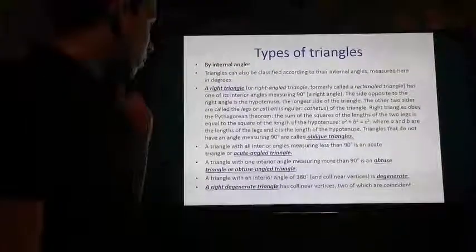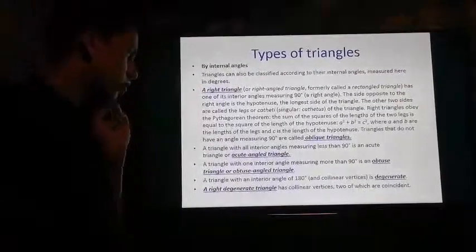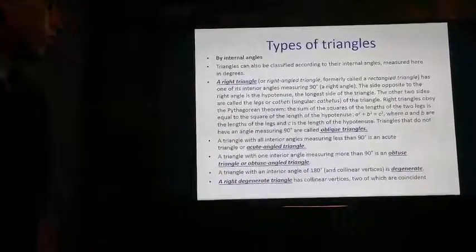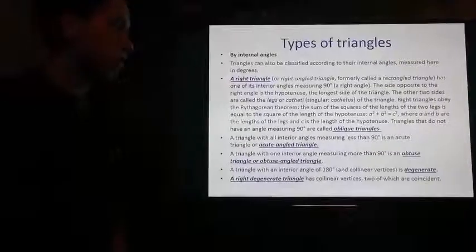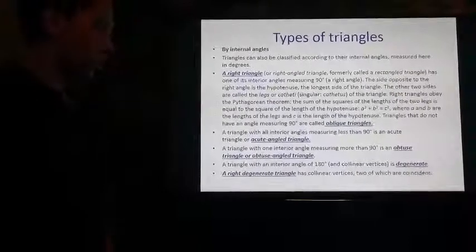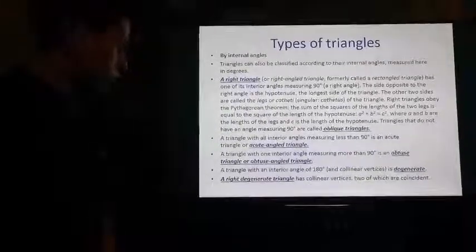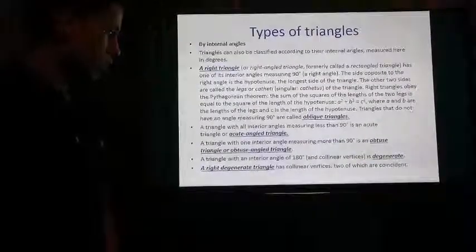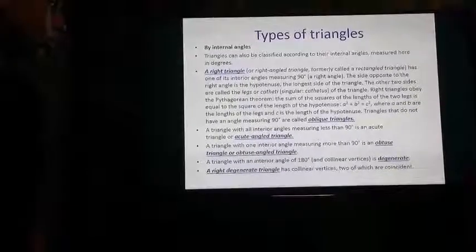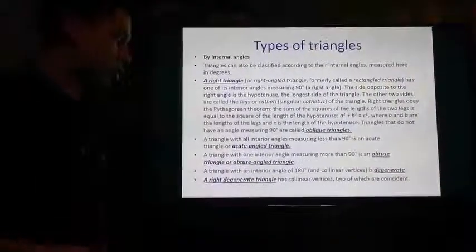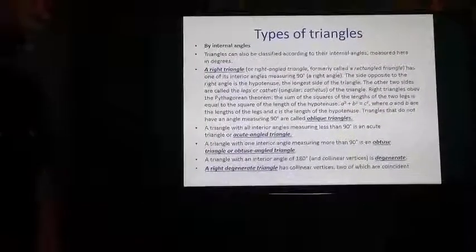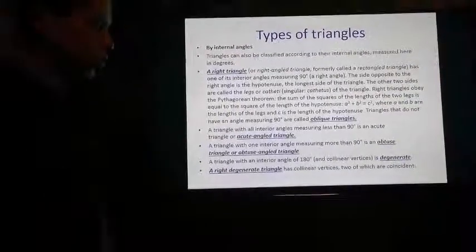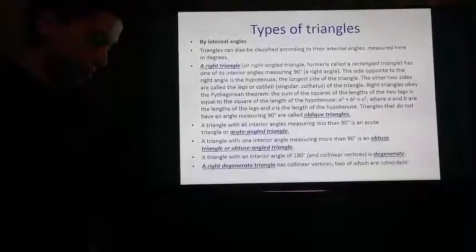Triangles that do not have an angle measuring 90 degrees are called oblique triangles. A triangle with all interior angles measuring less than 90 degrees is an acute triangle or acute angle triangle. A triangle with one interior angle measuring more than 90 degrees is an obtuse triangle or obtuse angle triangle. A triangle with an interior angle of 180 and collinear vertices is degenerate. A right degenerate triangle has collinear vertices, two of which are coincident.